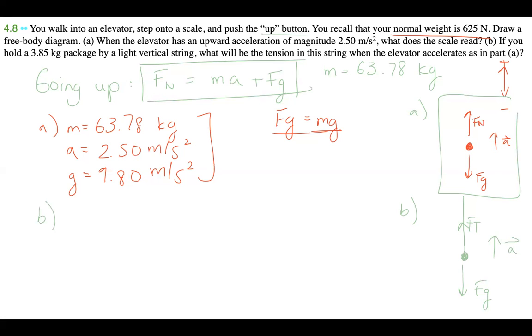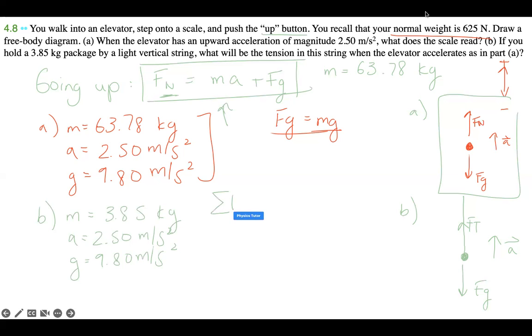So we have our mass, which is equal to 3.85 kilograms. Our acceleration is going to be 2.50 meters per second squared, and our gravity is going to be equal to 9.80 meters per second squared. But we can't really use this equation right over here, because this is Fn. So we need to come up with a new equation for part B. It's going to be really similar. What's better is this right over here, the original equation we were writing.